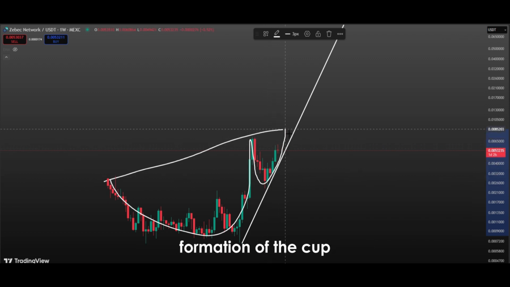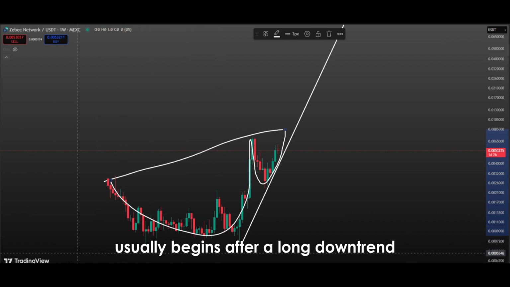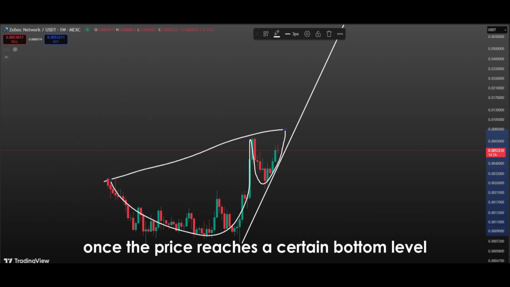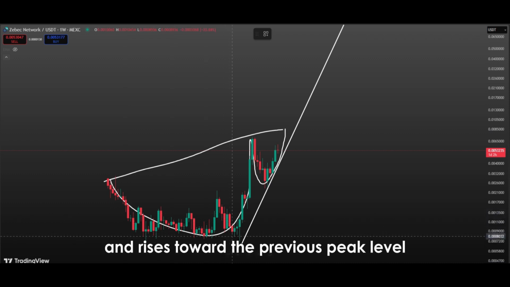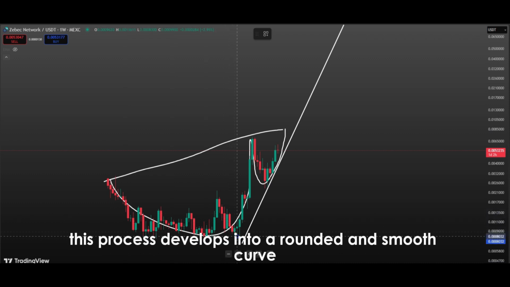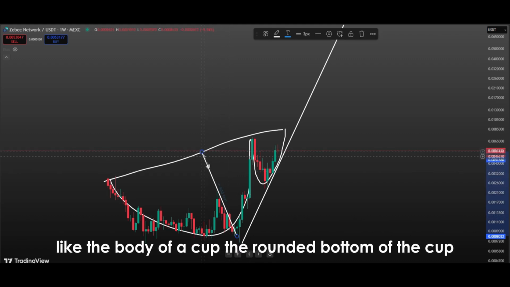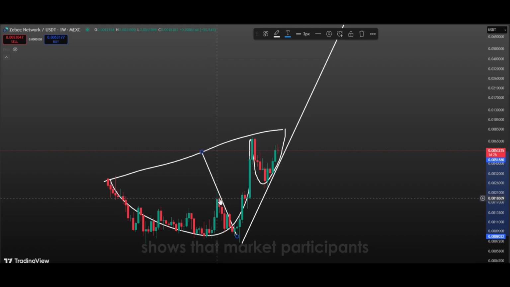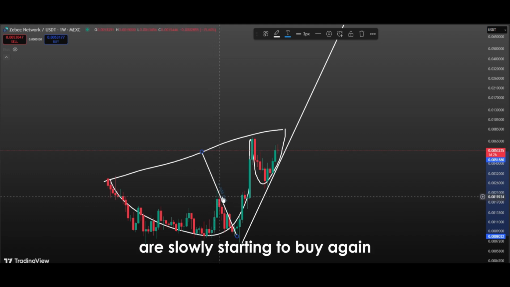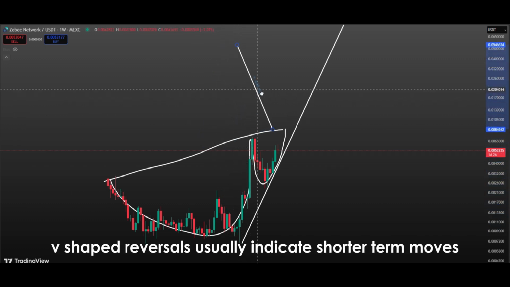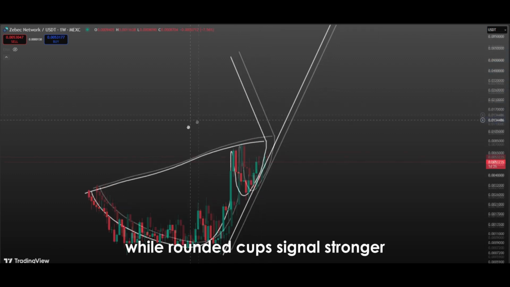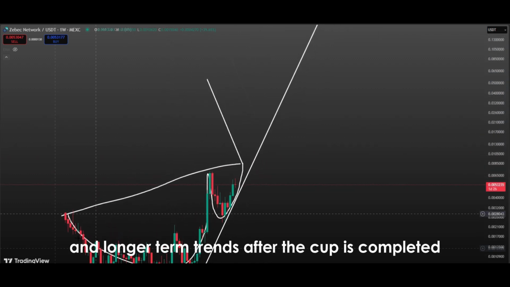The formation of the cup usually begins after a long downtrend. Once the price reaches a certain bottom level, it gradually begins to recover and rises toward the previous peak level. This process develops into a rounded and smooth curve, like the body of a cup. The rounded bottom of the cup shows that market participants are slowly starting to buy again, rather than panic selling. Sharp V-shaped reversals usually indicate shorter-term moves, while rounded cups signal stronger and longer-term trends.